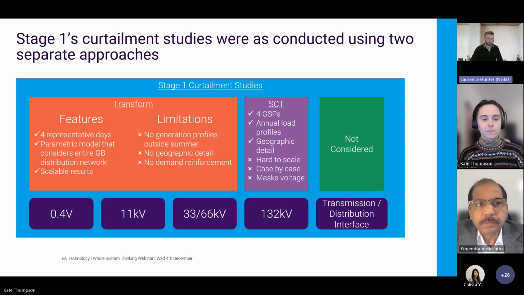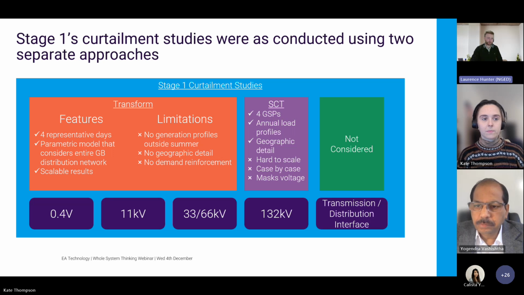So just to summarize some of the limitations from our stage 1, which we wanted to address later on, the Transform study only considered 4 representative days, of which no generation profiles were considered outside the summer months. It didn't contain any geographic detail at this moment, and there was no consideration around demand reinforcement or new technologies such as vehicle to grid.